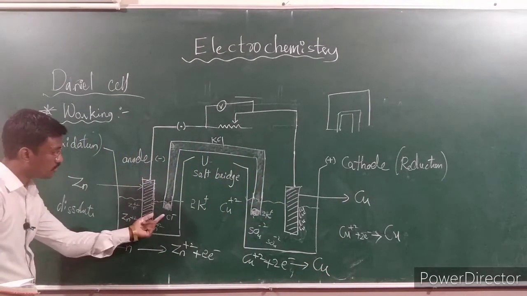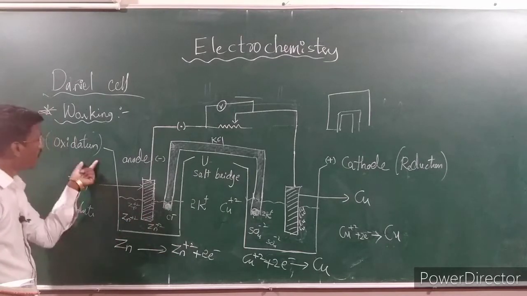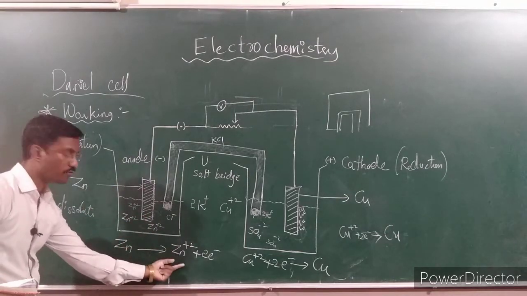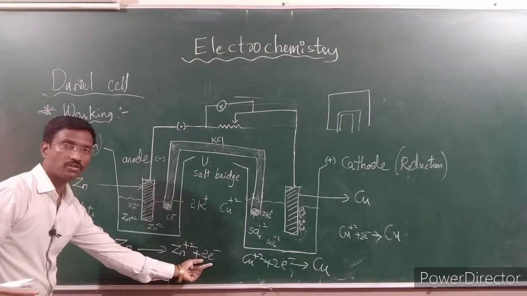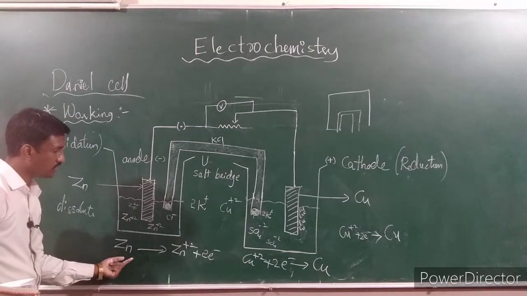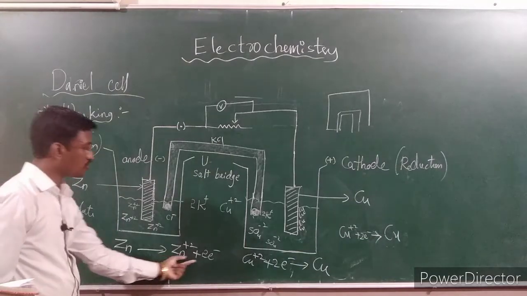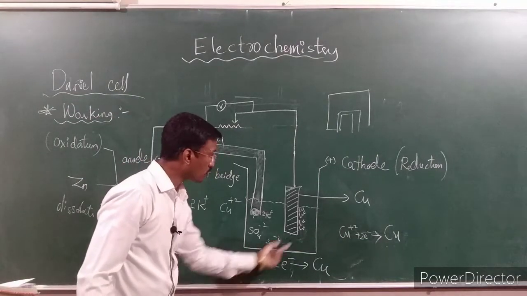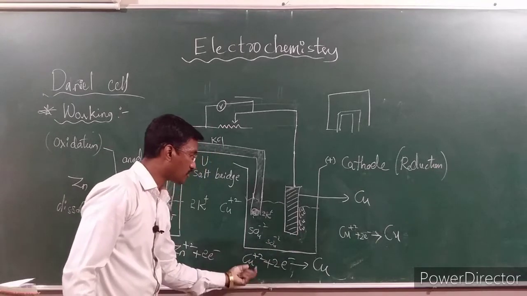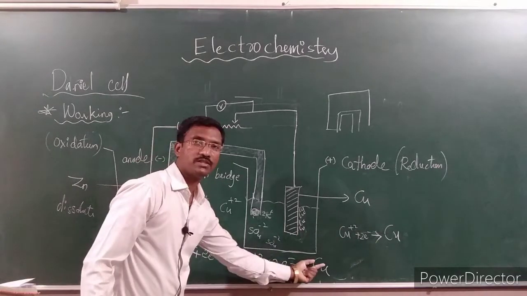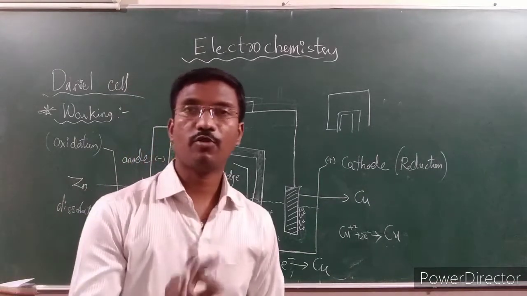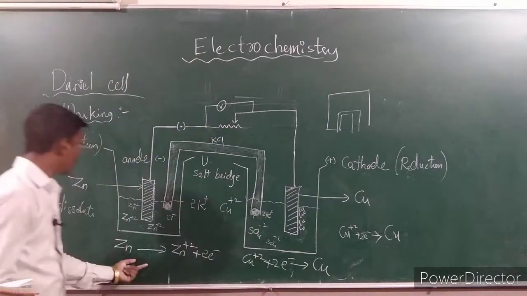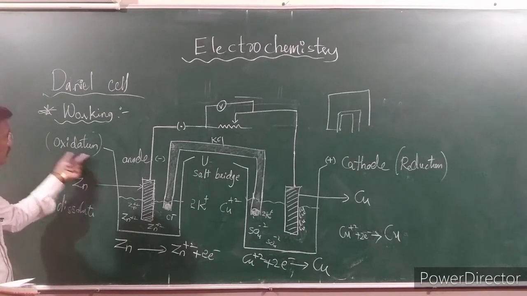Zinc undergoes dissolution by oxidation. Zinc forms zinc +2. The charge is increased, electrons are lost. Therefore, it is called oxidation. Zinc forms zinc +2 by loss of electrons. Copper undergoes deposition. By gain of electrons, copper +2 becomes copper 0. After receiving the 2 electrons, it forms neutral copper. So here, at the anode, it undergoes oxidation.